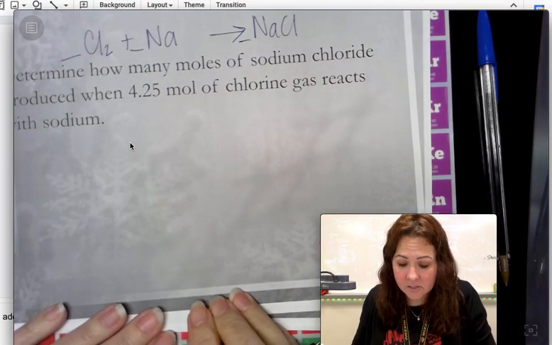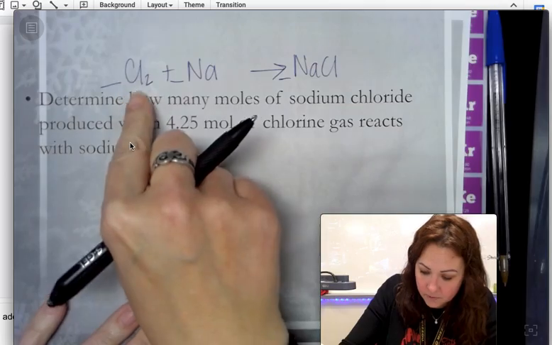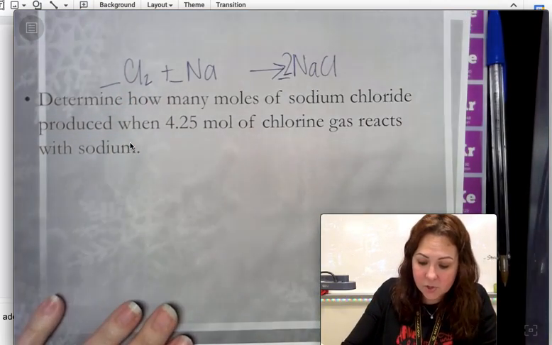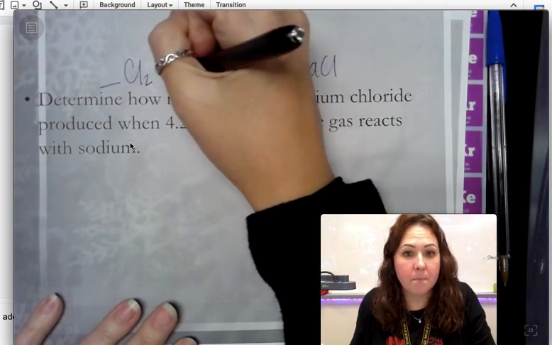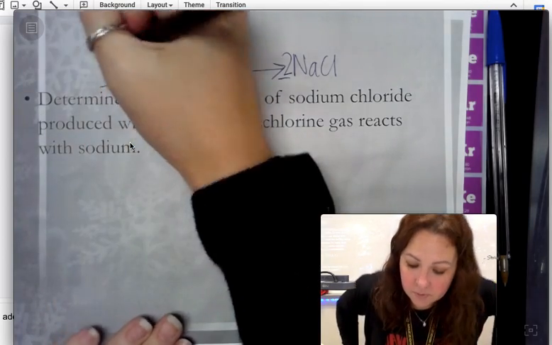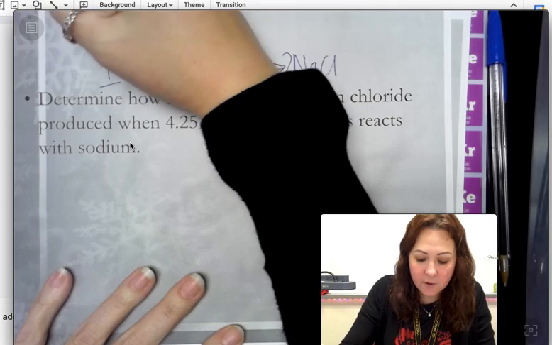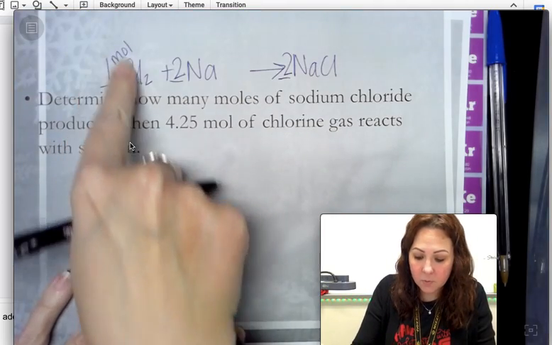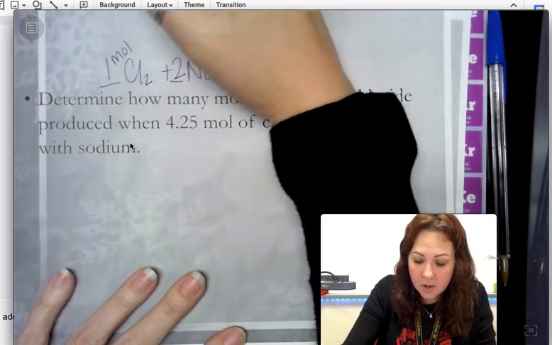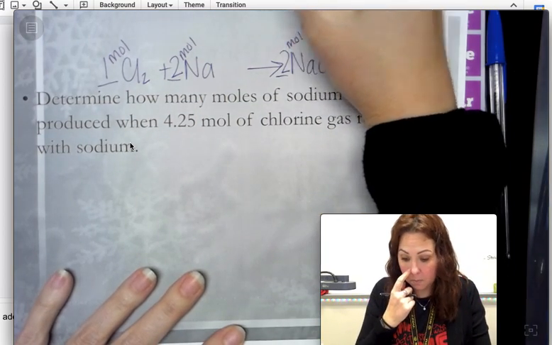I need to balance my reaction. So to balance this reaction, I have 2 chlorine, 2 chlorine. That gives me 2 sodium, 2 sodium. Now, in the blank here, that is a 1. It's implied. And remember, when we read this, it reads as for every 1 mole of chlorine, we're reacting with 2 moles of sodium, and you're going to make 2 moles of sodium chloride.